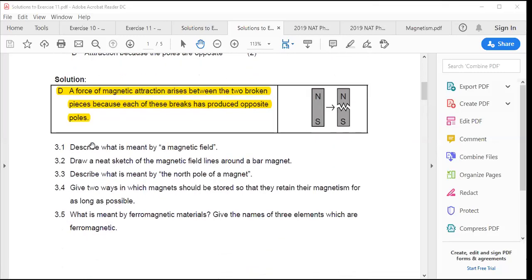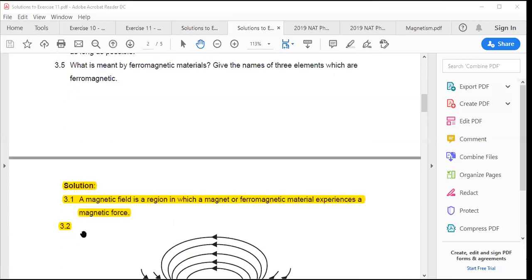Right, then the next one, 3.1. Describe what is meant by a magnetic field. So a magnetic field, it's a region in which a magnetic or ferromagnetic material experiences a magnetic force.